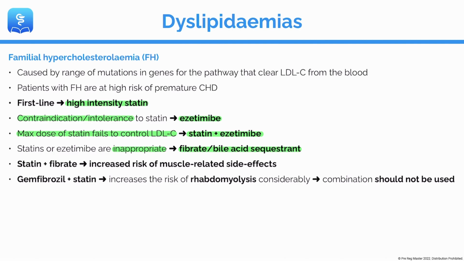The combination of a statin with a fibrate carries an increased risk of muscle-related side effects, including rhabdomyolysis, and should be used under specialist supervision. The combined administration of gemfibrozil with a statin increases the risk of rhabdomyolysis considerably, and so this combination should not be used.